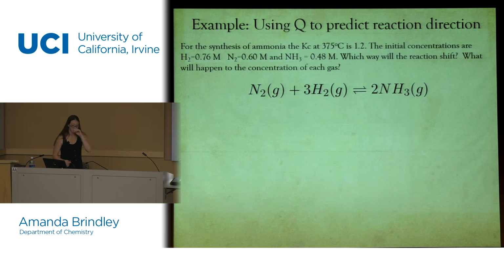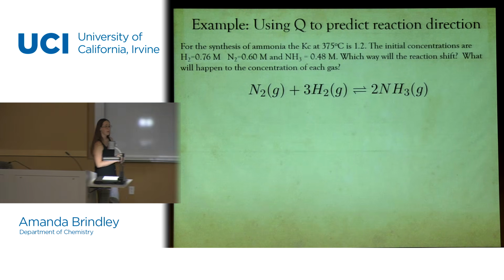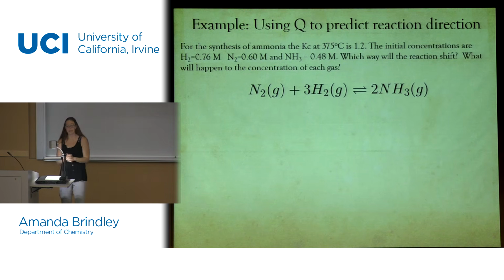Let's do an example. For the synthesis of ammonia at 375 degrees Celsius, I tell you the Kc. I give you the initial concentrations, and I ask you which way the reaction is going to shift. And going along with that, what's going to happen to the concentration of each gas when that happens?